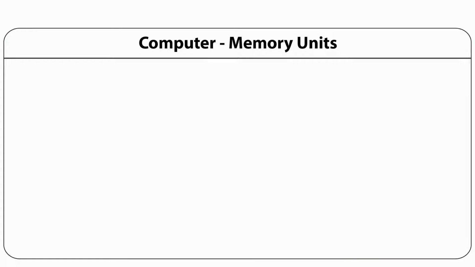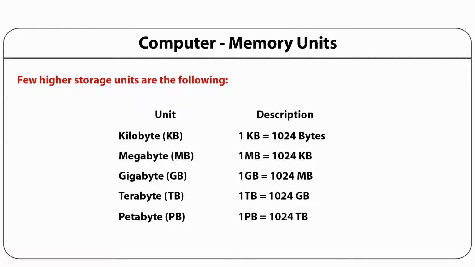We'll see the memory units. Higher storage units are as follows. How do you store your information, or what is the measure of information? We store information in terms of bits and bytes. A 1 or 0 is called a bit, that is binary digit. 1 kilobyte is 1024 bytes, usually noted as KB. 1 MB or megabyte is 1024 kilobytes.